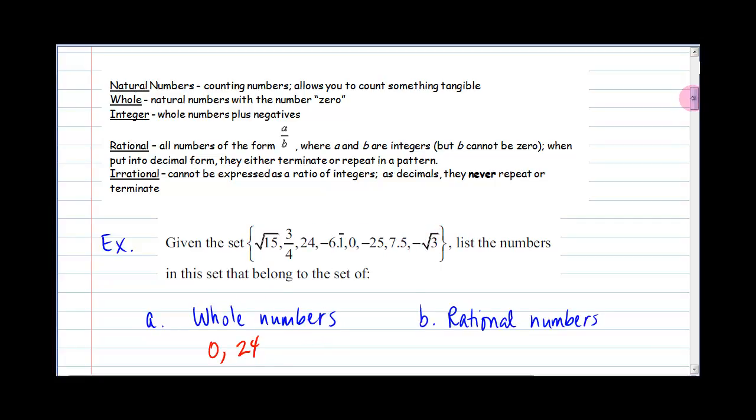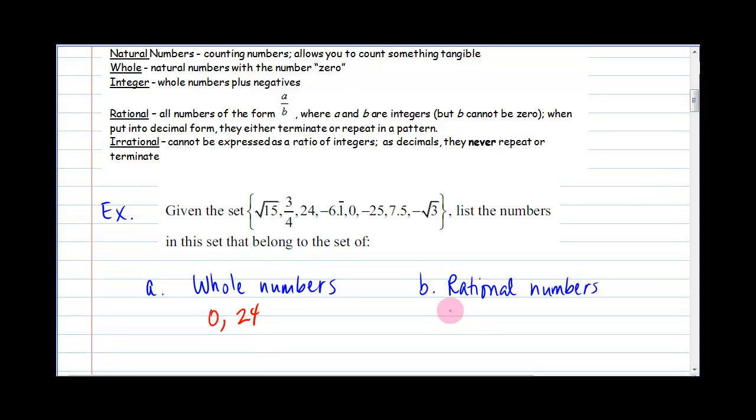Now let's do the same thing with rational numbers. Remember, rational numbers are going to include whole numbers, integers, fractions, and decimals that terminate. So let's go through and look at this. I can't take the square root of 15 and get a whole number, so this one doesn't count.